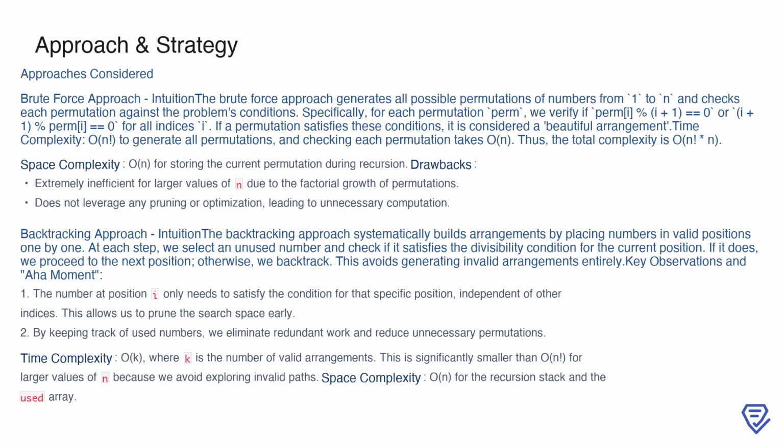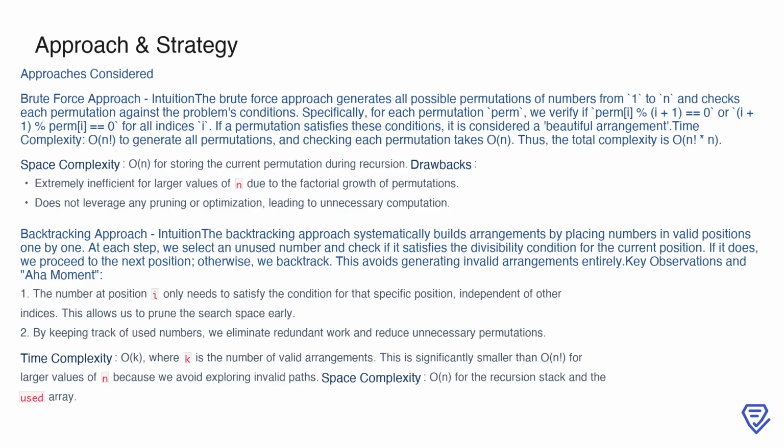Generating permutations involves a factorial growth of possibilities, which is computationally expensive. Additionally, verifying each permutation takes linear time, resulting in an overall time complexity of O(n × n!). The space complexity is linear, as we need to store the current permutation during recursion. However, this approach has significant drawbacks. It performs unnecessary computations by exploring all permutations, even those that clearly don't meet the conditions. This inefficiency makes it impractical for larger values of n.